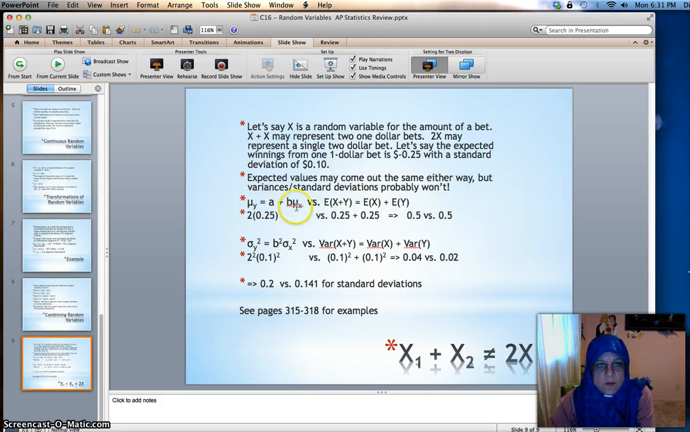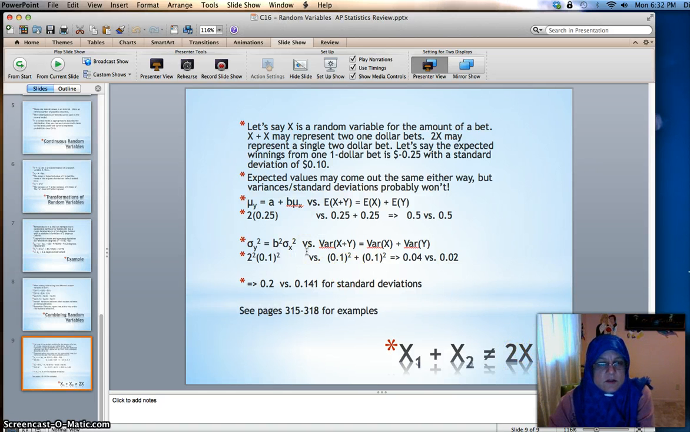If we use our formulas for adding two different random variables for two $1 bets, we get EX plus EY, that's going to be 0.5, right? Or if we're doing a single $2 bet, that would be 2 times 0.25. That's still 0.5. So the expected values are the same whether we're doing random variable x plus random variable x, or 2 times a single random variable x.